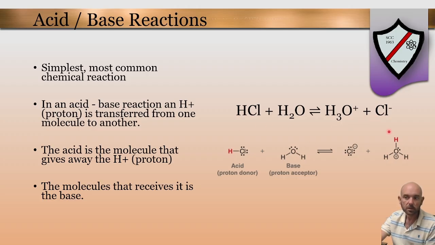The water uses one of those lone pairs to form that bond. So in the new structure, we have an oxygen that only has 3 bonds and 1 lone pair, so it has the positive formal charge to balance out the negative charge on the chloride, since we need to be neutral overall. Those are the simple definitions of what the acid and base are in acid-base reactions. On the next slide, we'll go even deeper and talk about the conjugate acid and the conjugate base.